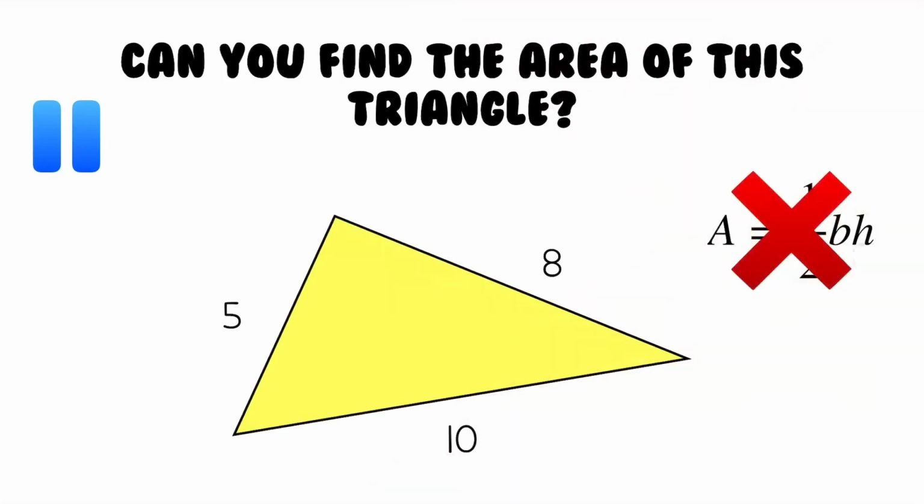Why? Because for this formula, you're going to need to know the height of the triangle, which is the line that goes from the point opposite the base all the way down to the base and makes a right angle with it. And we don't know the length of the height. So how are we supposed to find the area of this triangle?